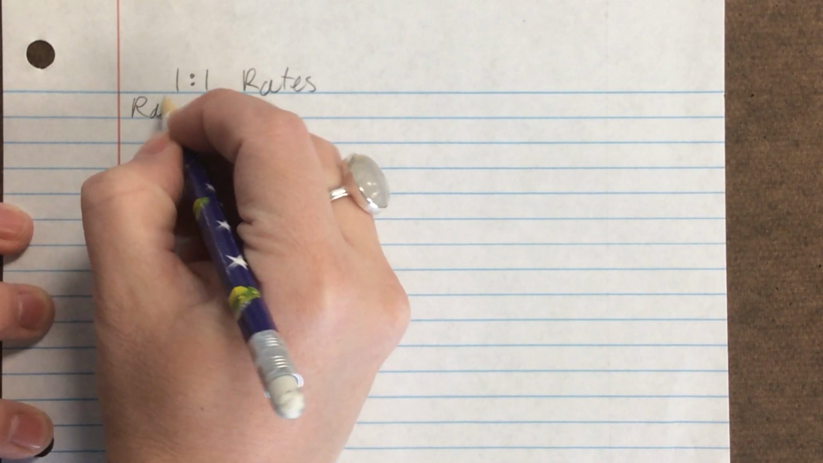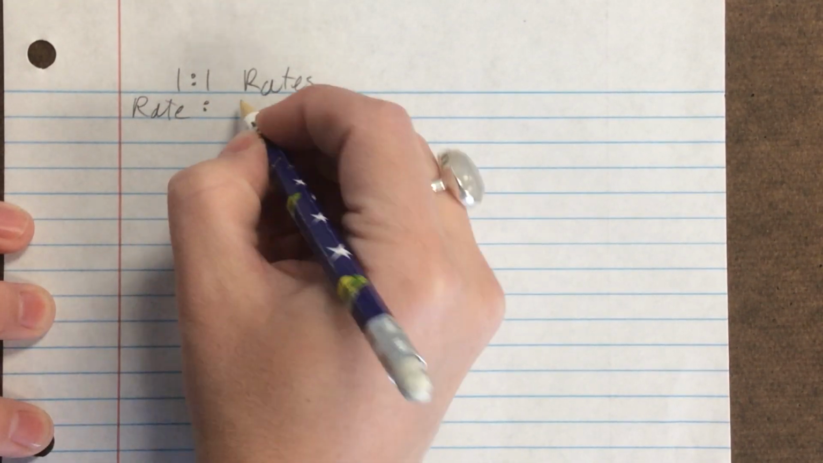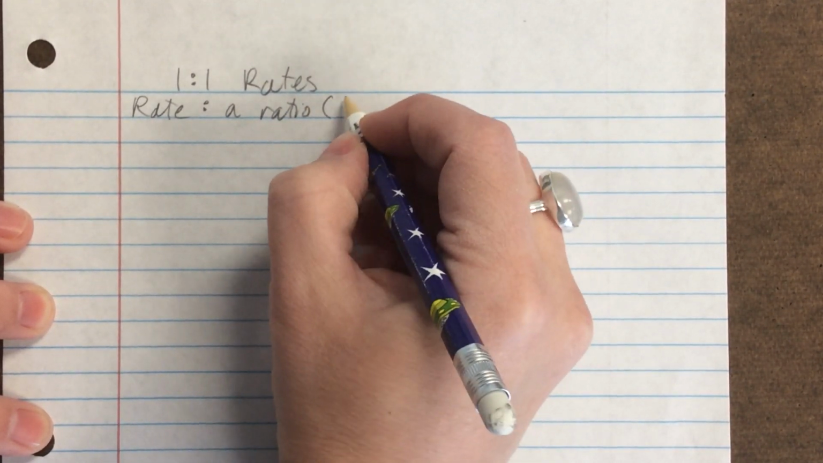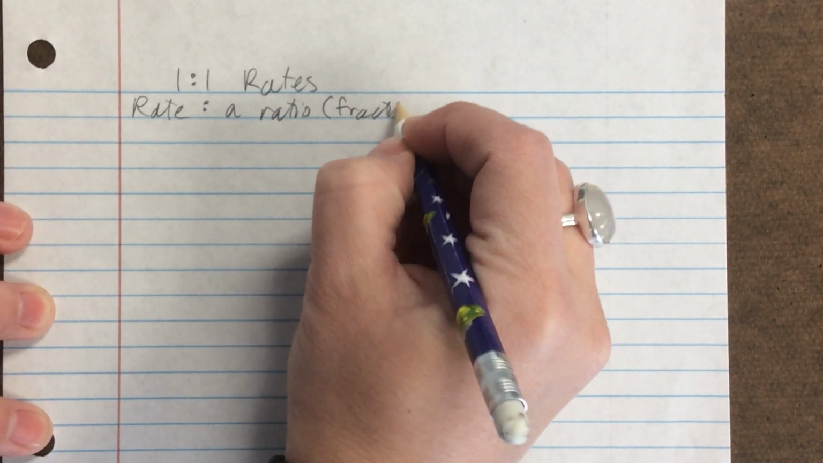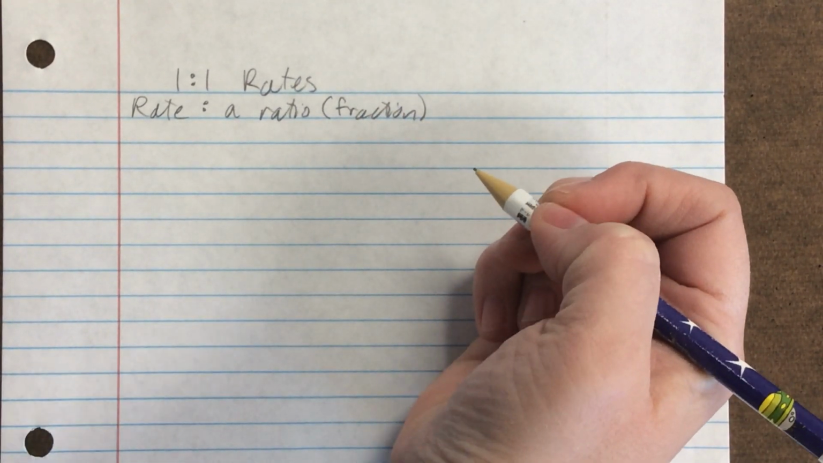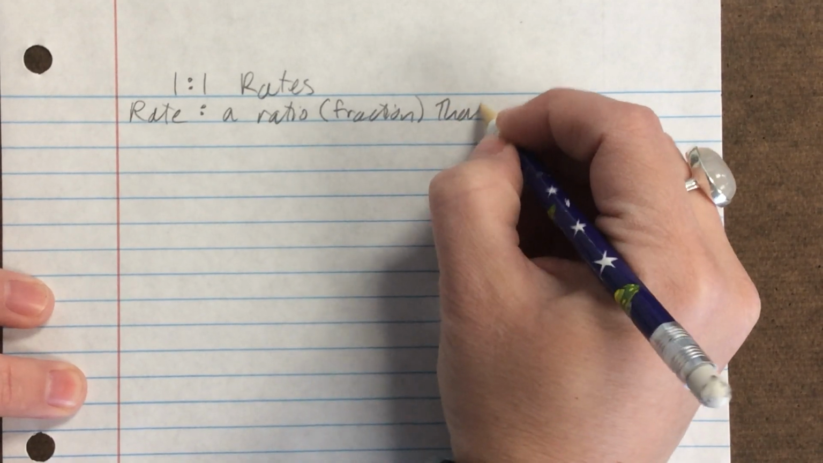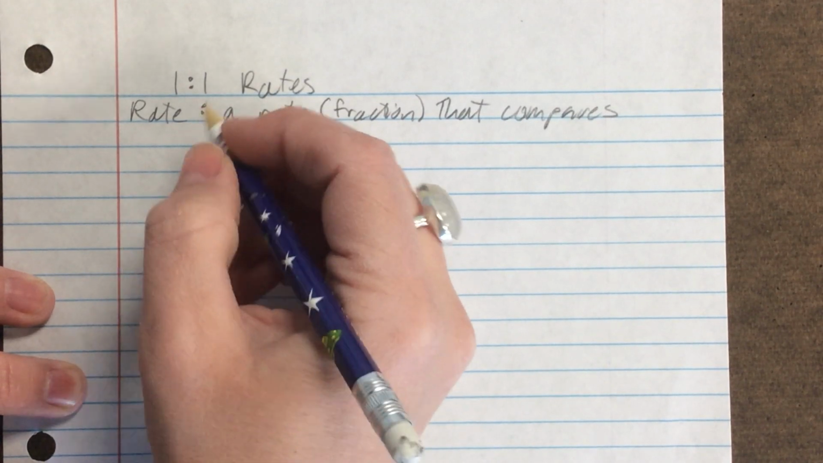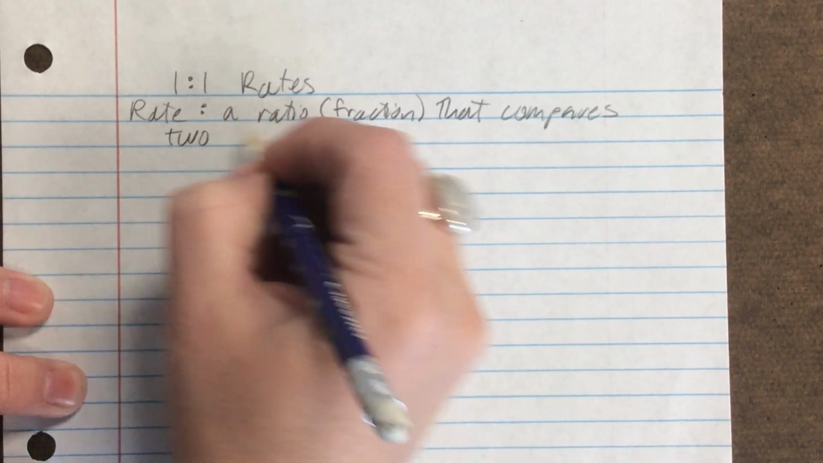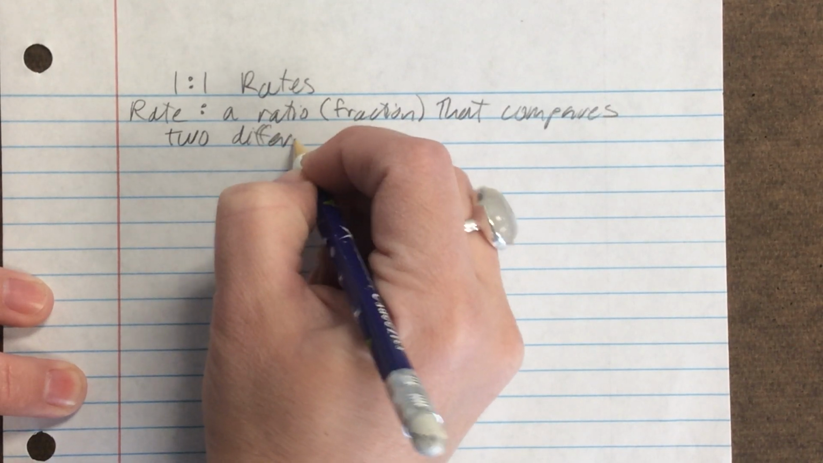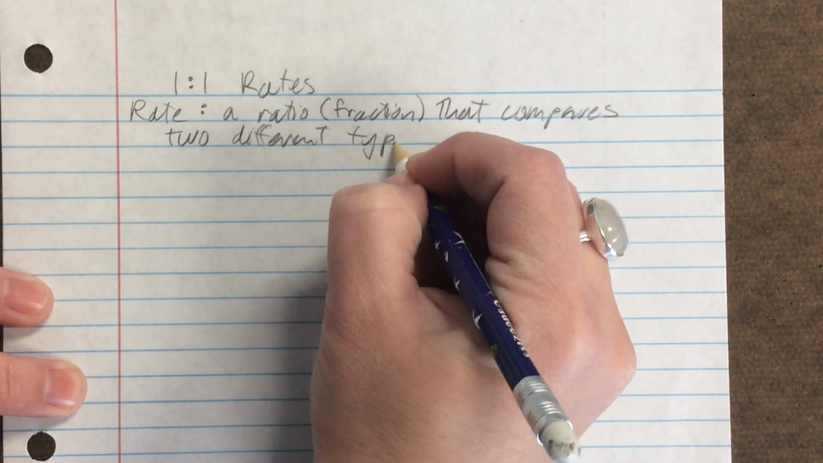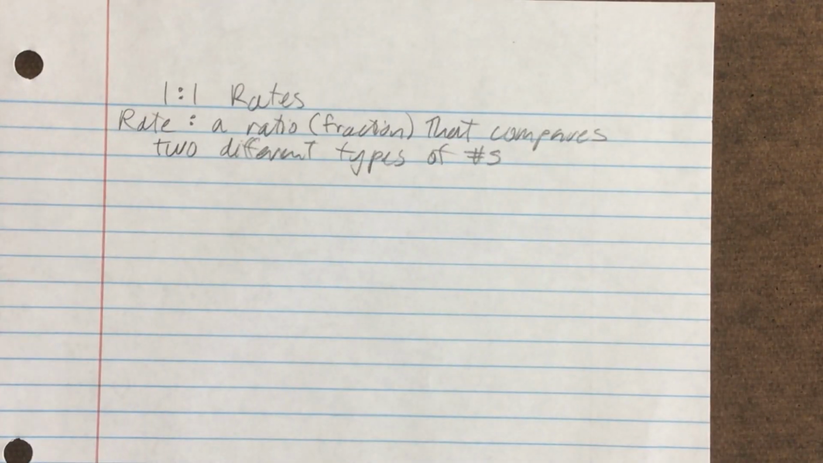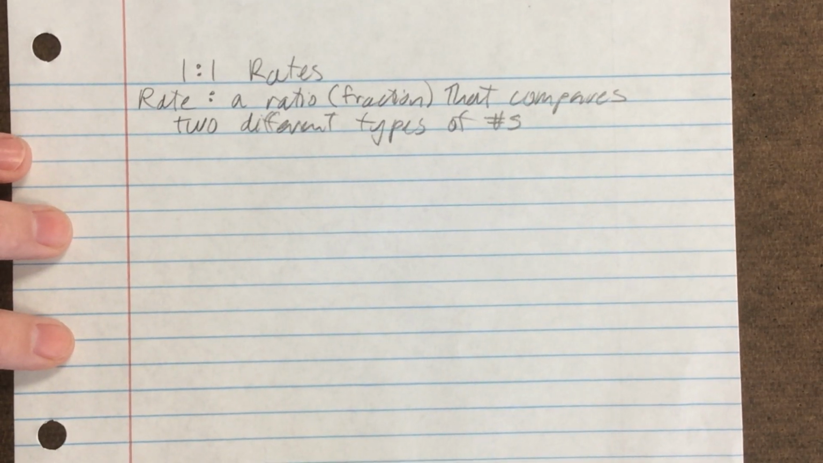A rate is a ratio, which is just a fancy word to say we write it as a fraction, that compares two different types of numbers. Okay, so for example, there's lots of rates that I'm sure that you're familiar with.